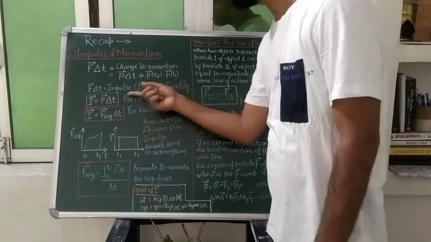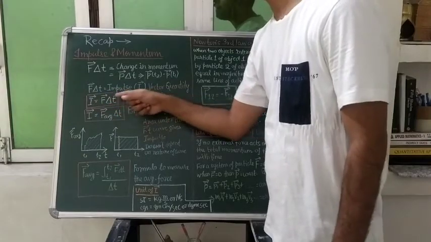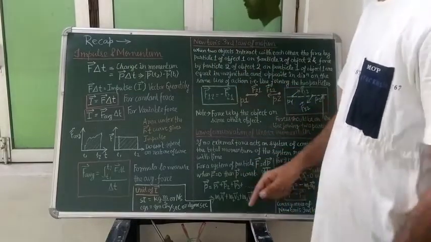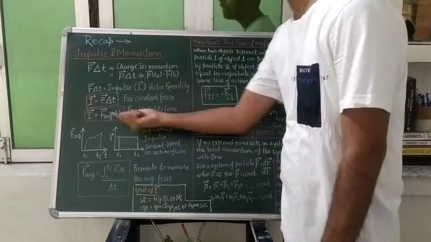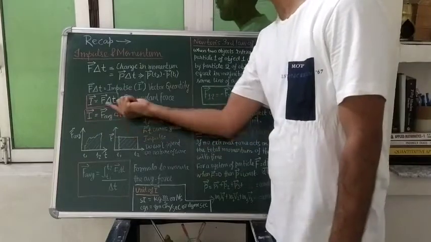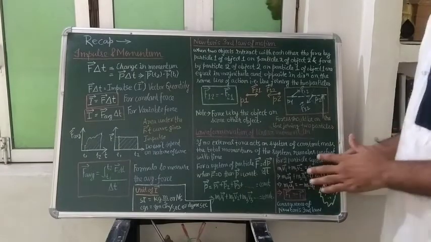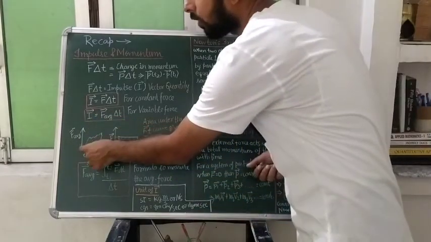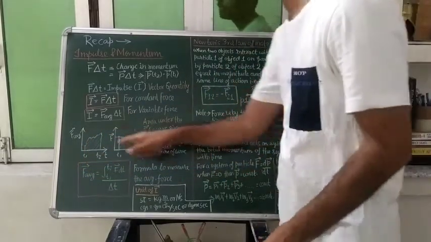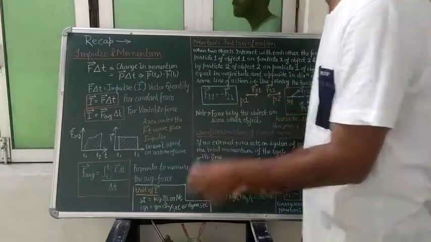And this impulse I can write as the capital F vector times delta T when the force is constant. When the force is variable, what will we consider? We will consider the average of the variable forces, and we write the impulse as F average times delta T. We had seen that if a variable force is acting, then as time changes the force varies. When you take the average, then you can write it.